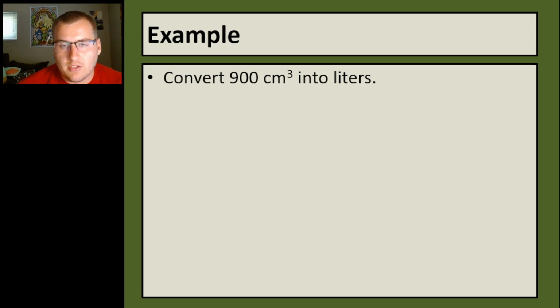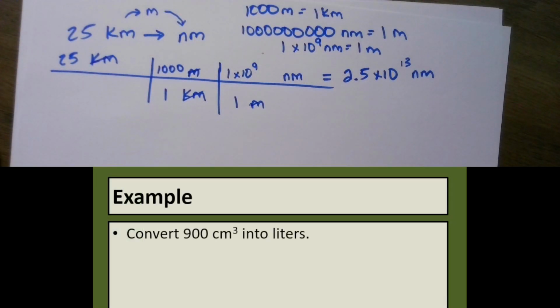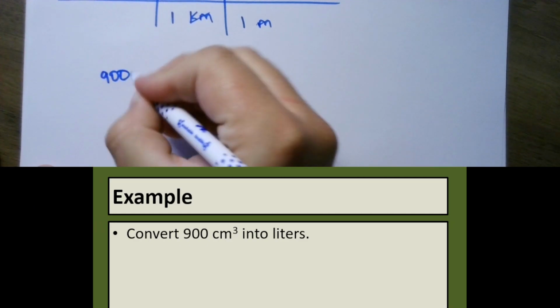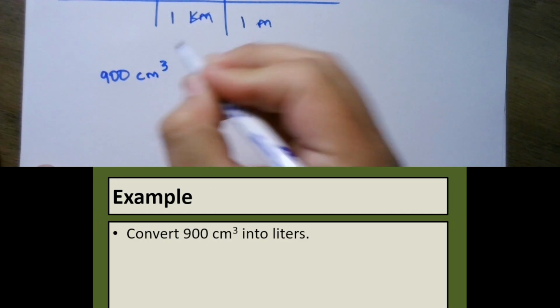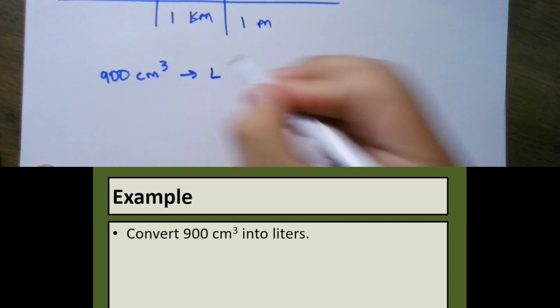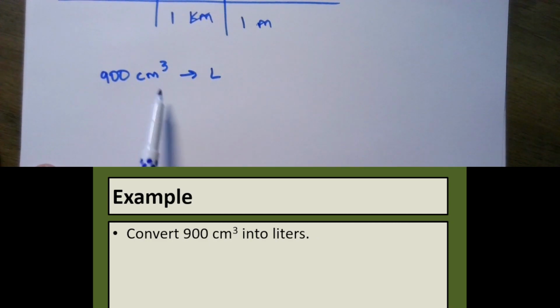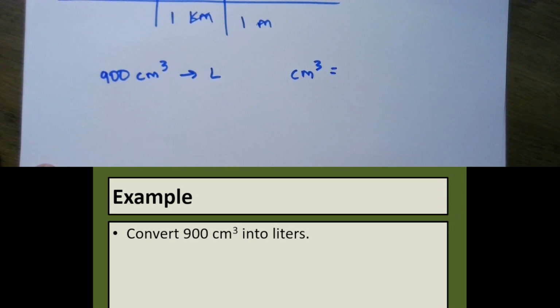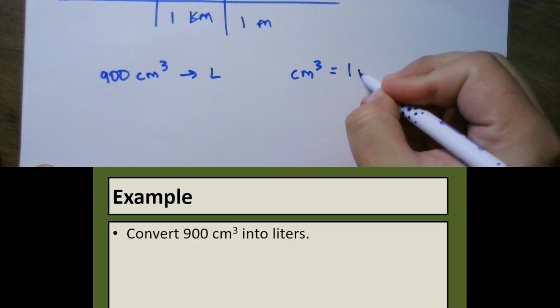Next problem. So another example here. I'm going to convert 900 centimeters cubed into liters. All right, so these are both units of volume. I mentioned earlier that this would be solid volume over here, because you're using a ruler to measure centimeters. This is liquid volume, a liter. So we talked about 1 cubic centimeter being equal to 1 milliliter.